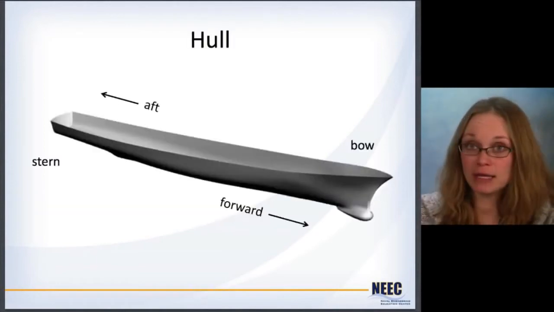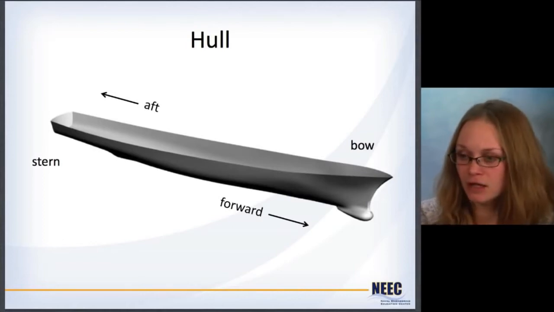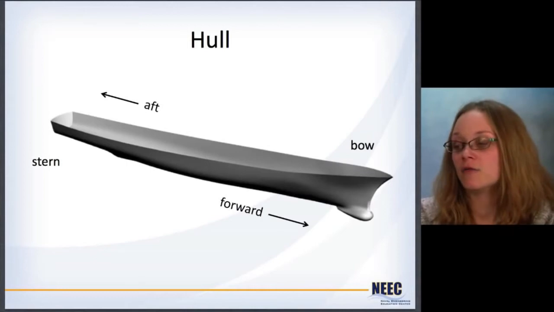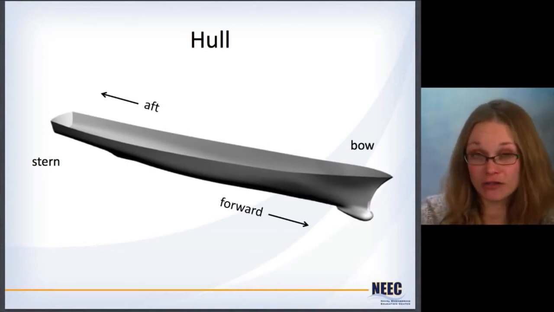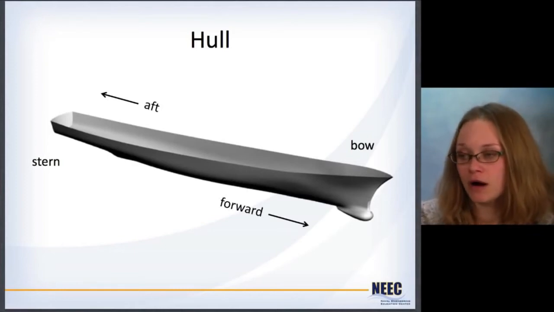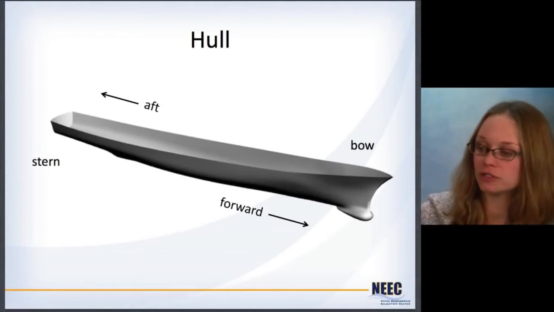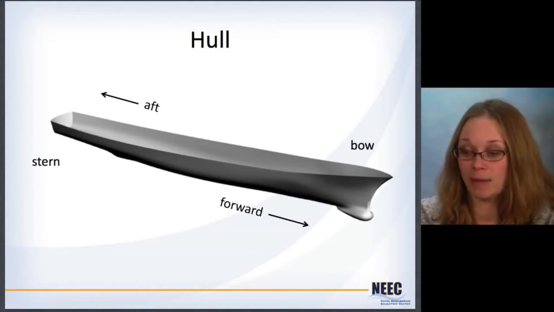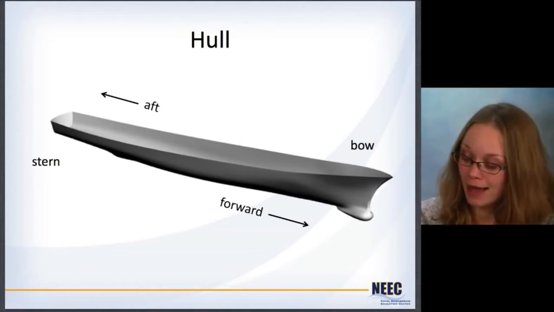So the first thing, and the major thing, is the hull. The hull is the big outside part of the ship that you see if you go see a ship down at a dock. The front part is called the bow, and the back part is called the stern. Left is port, and right is starboard. If you are standing in the middle of the hull and you're walking towards the bow, you're said to be going forward. And if you are in the middle of the ship and you are heading back towards the stern, you're said to be walking aft.